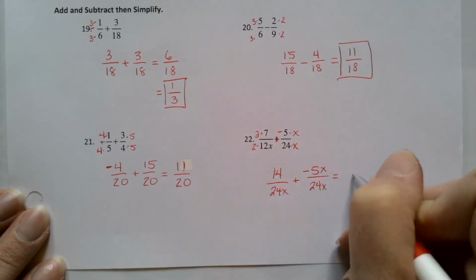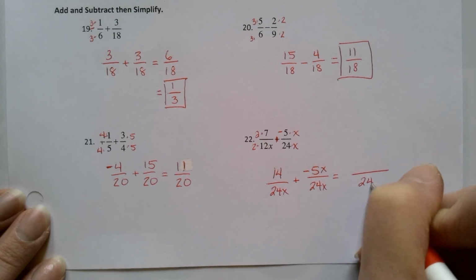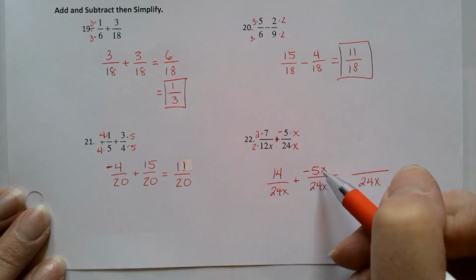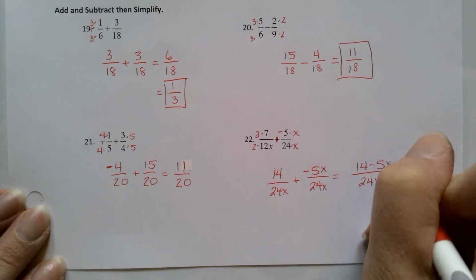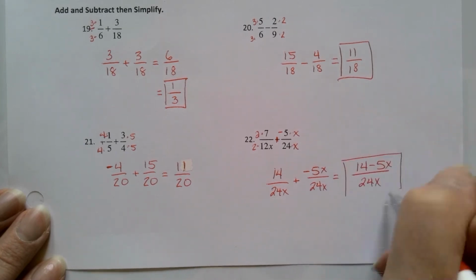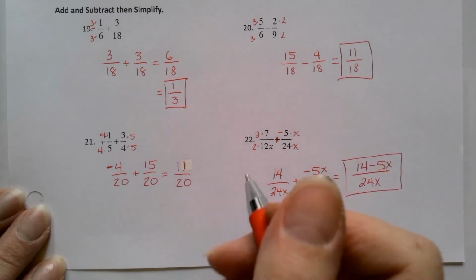When I go to put this together, I keep my common denominator of 24x, but my numerator, they're not like terms. So it is going to be simply 14 minus 5x. And that is all I can do with that because they are not like terms.